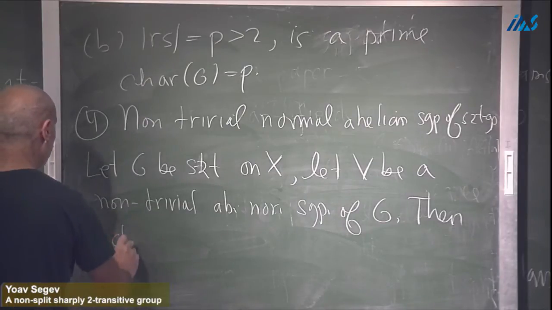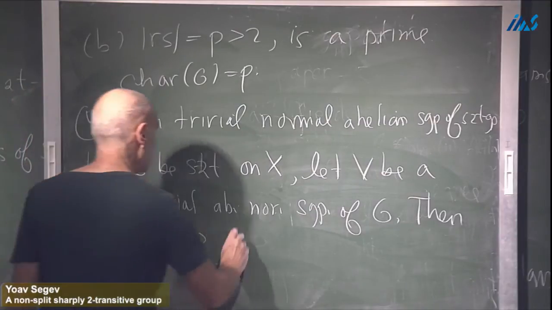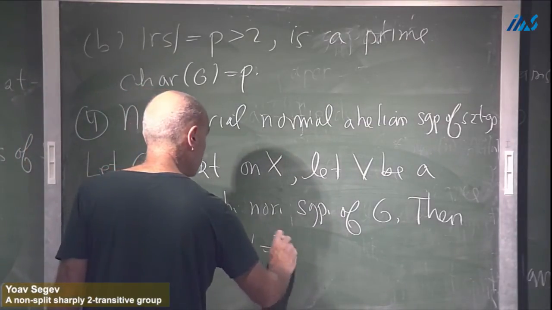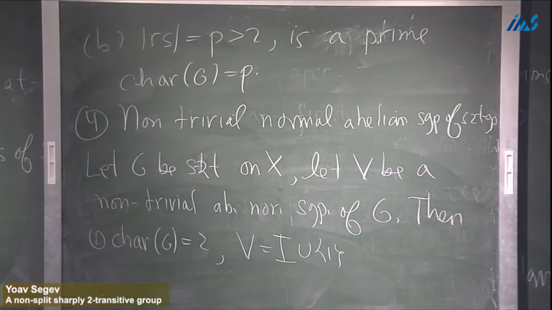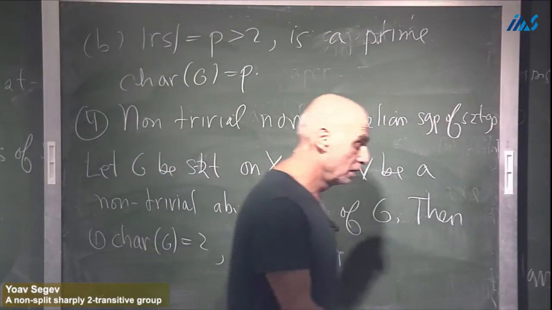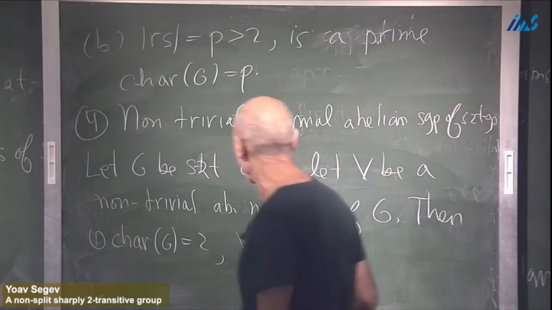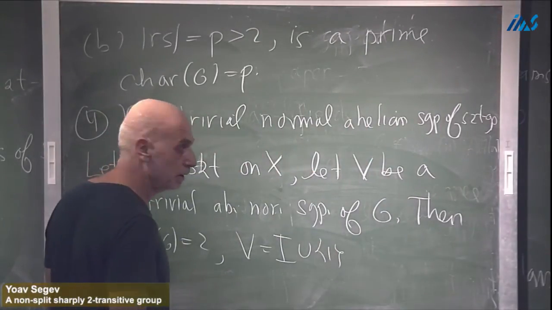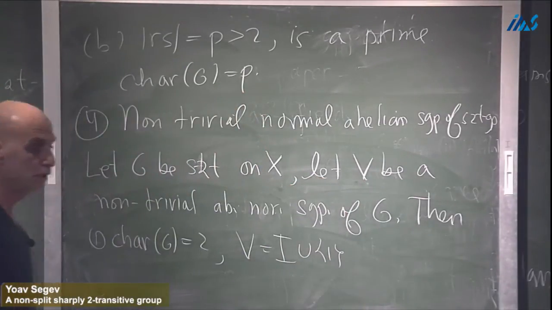If the characteristic of G is 2, involutions do not fix points, then V is just the set of involutions together with the identity. The set of involutions together with the identity is the unique non-trivial abelian normal subgroup of a sharply two transitive group of characteristic 2. This is the split case, right? This is when you have a non-trivial abelian normal subgroup. This is what I call the split case.